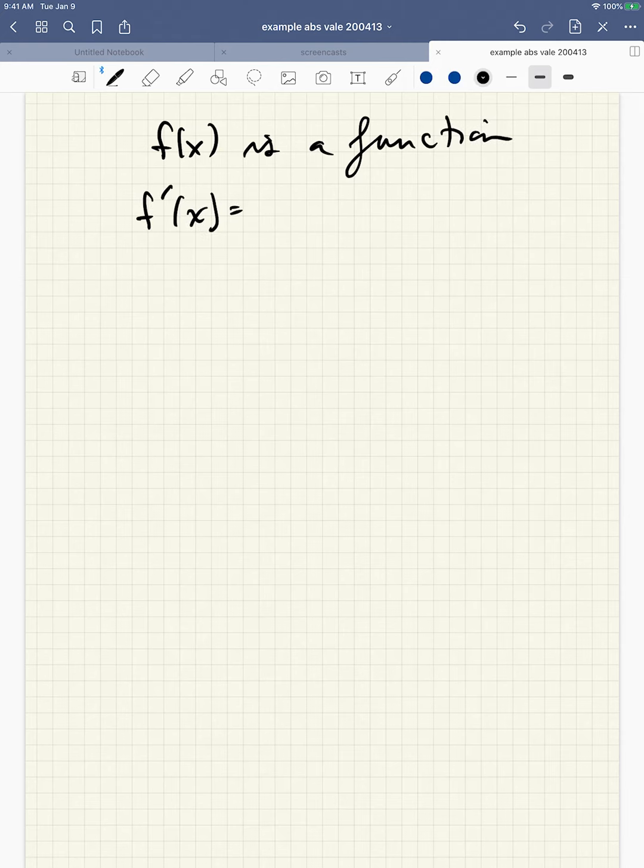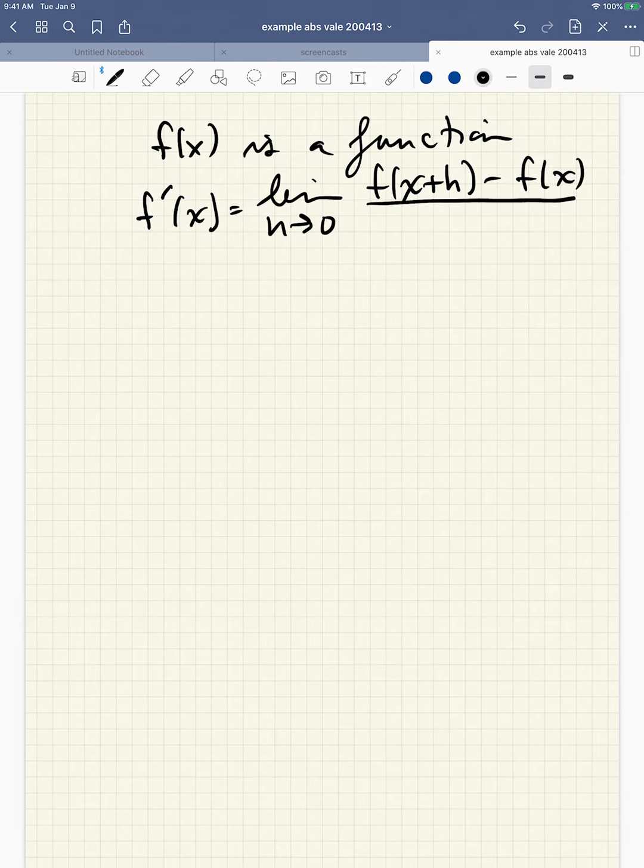An example of a function that's not differentiable. We've talked about what it means to be differentiable. We say if f of x is a function, we can calculate its derivative at a point using the limit definition of the derivative. And that's the limit of the difference quotient. So this is how we calculate a derivative.